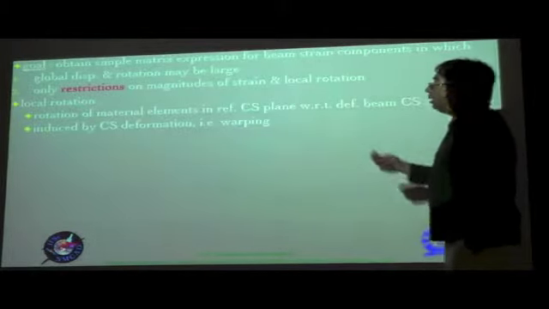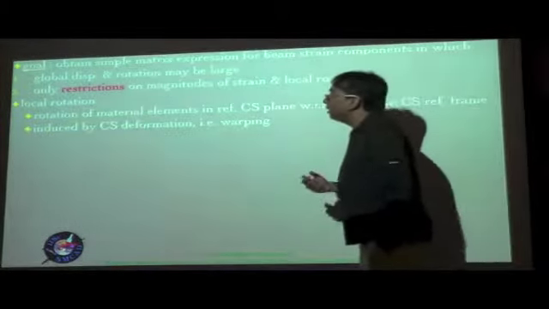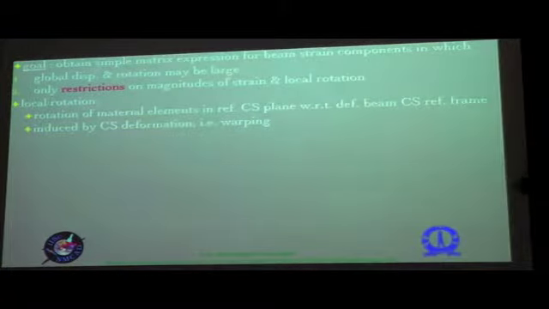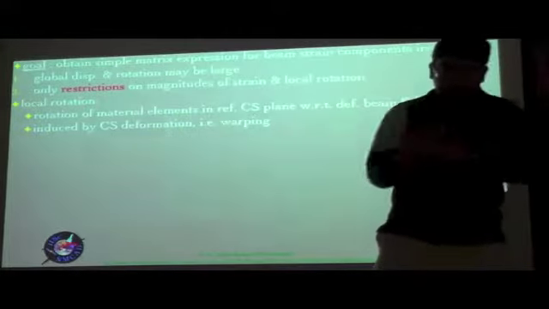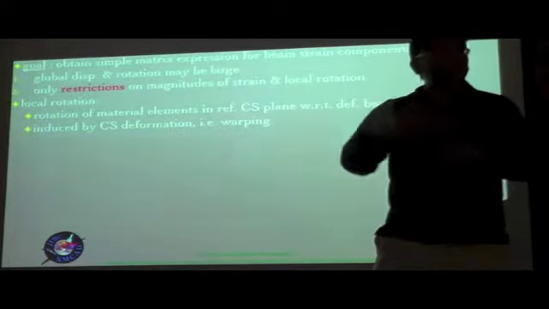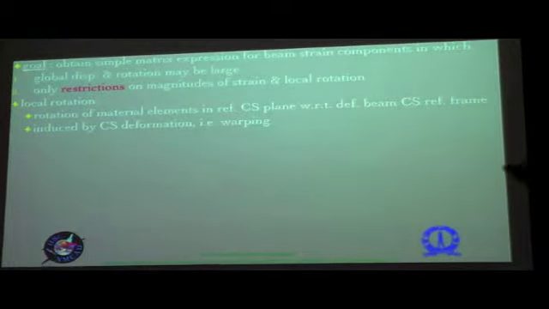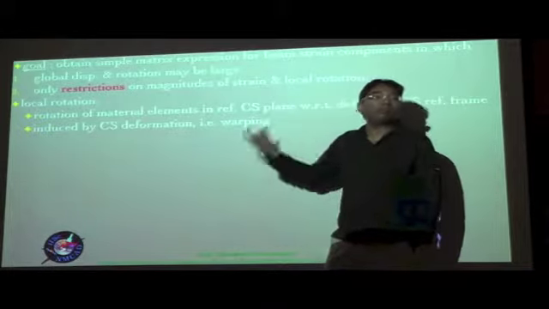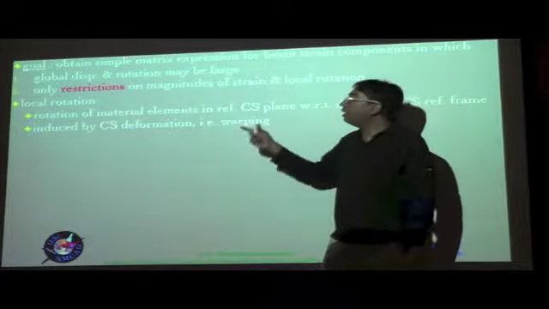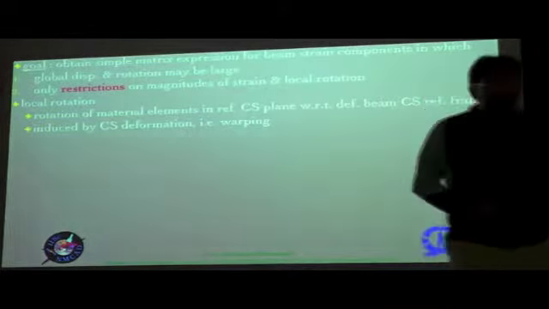The local rotation, as I just described more figuratively, and here expressed in words, is the rotation of the material elements in the reference cross-section plane with respect to the deformed beam cross-section reference plane. So there is an overall rotation which has taken place, the average rotation of the cross-section. This is over and above that, not included in that. And this is entirely induced by the cross-sectional deformation, so it's not separate from warping. It is one aspect of the warping. It's because of warping that it is happening, but local rotation by itself does not contain all of the warping. There is more to warping than local rotations alone.